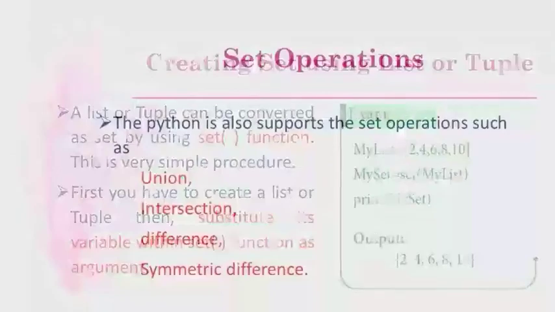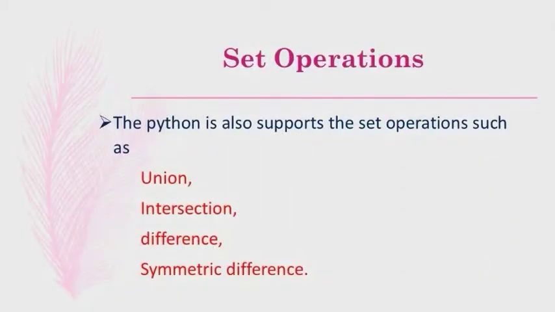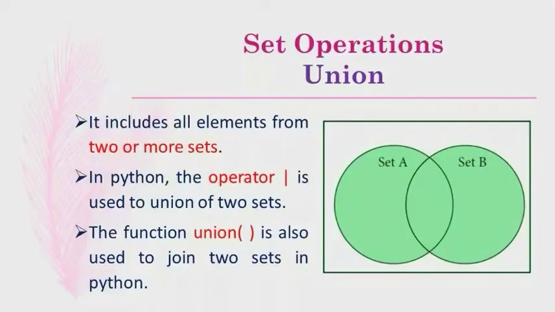Next topic is set operations. Python supports set operations such as union, intersection, difference, symmetric difference. So let us discuss them one by one. First set operation is union. This union includes all elements from two or more sets. In Python, the operator bar is used for union of two sets. This operator is called the union operator.